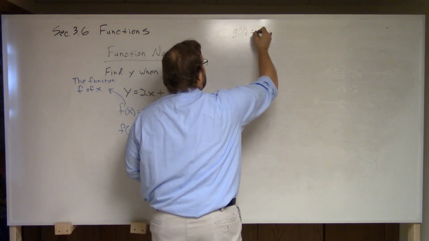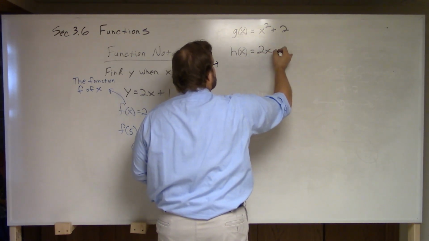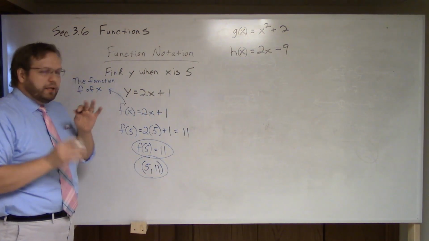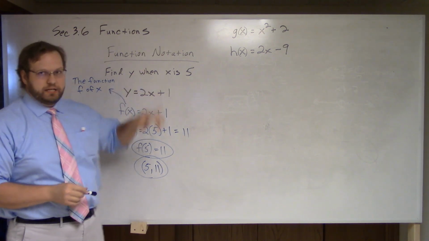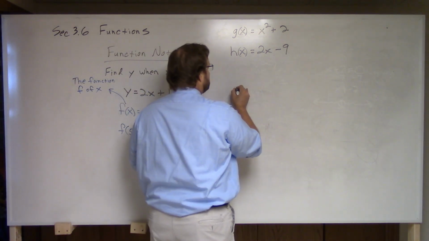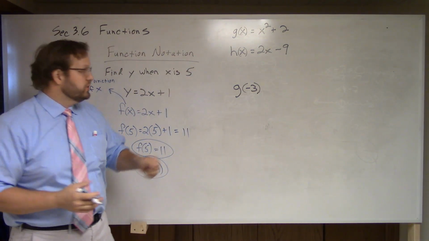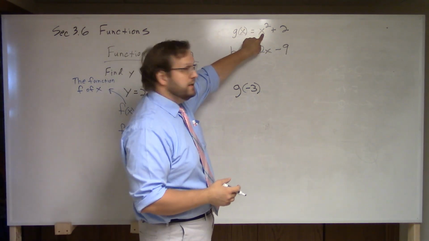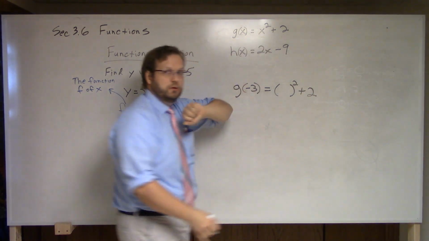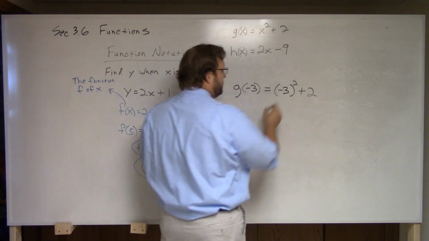g of x equals x squared plus 2, and h of x equals 2x minus 9. Okay? So, a lot of times when we name functions, we're using f, g, and h. That's just kind of the standard variables that are used. So, let's say I ask you to find g of negative 3. Okay? Now, what that tells you is, you're looking at the g function. So I'm looking at this. The g function is x squared plus 2. Remember, reintroduce that blank spot. Then, I just plug in the negative 3.